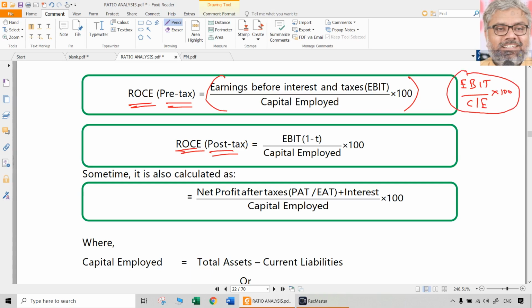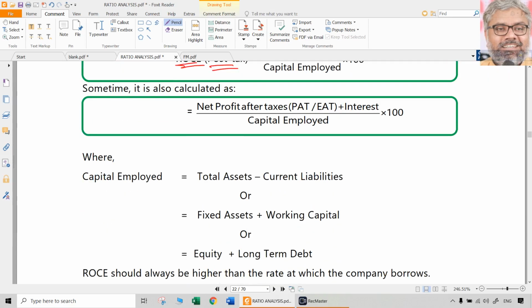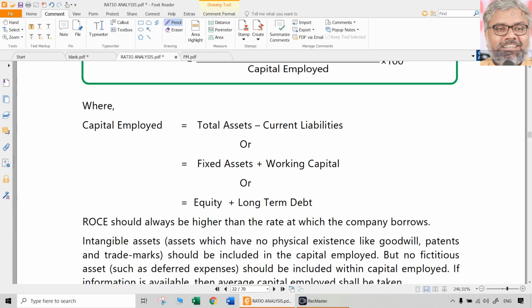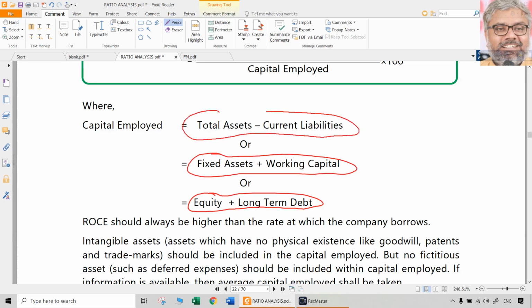If nothing is mentioned, return on investment also uses the same formula: EBIT divided by capital employed. Why is it the best formula? Because the capital employed in the denominator includes the long-term debt also: equity plus long-term debt. Same thing, we already discussed this. Or it can be called fixed assets plus working capital, or total assets minus current liabilities. Any of them is the same actually.